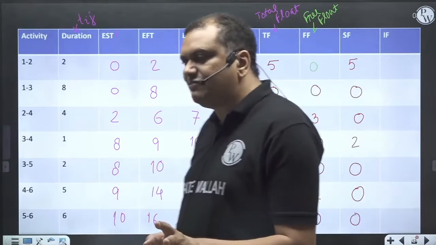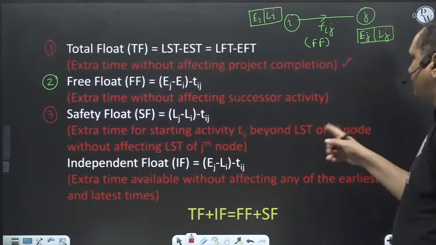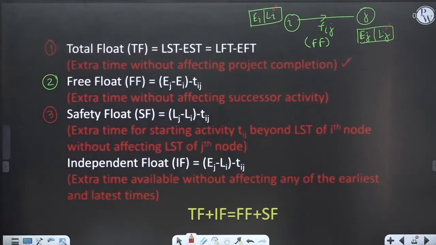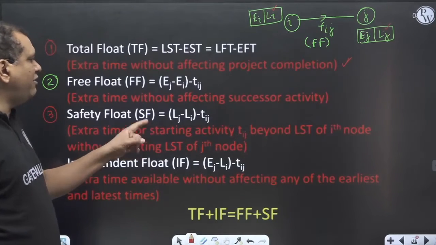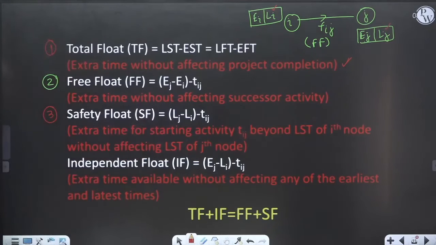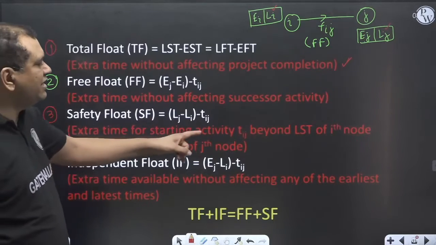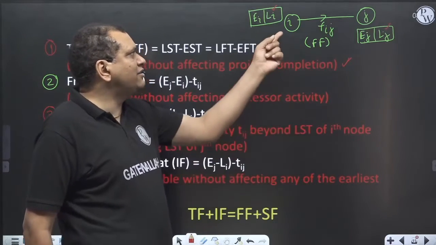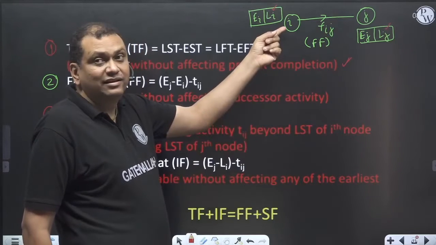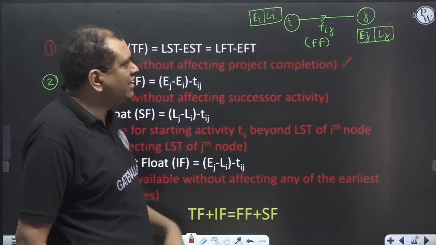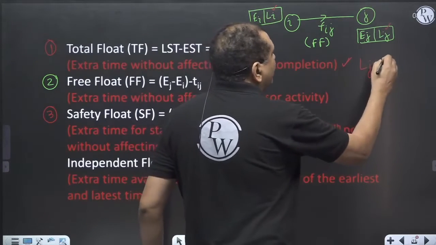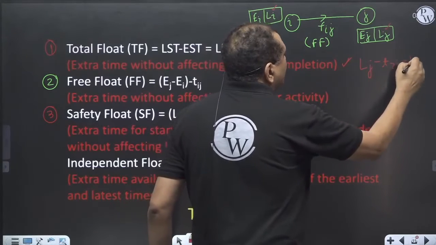Understood how to calculate the safety float? And this is the safety float. Safety float is extra time available for starting activity Tij beyond LST of the ith node. For the ith node, what is the latest start time? Latest finish time minus Tij is the latest start time, correct?